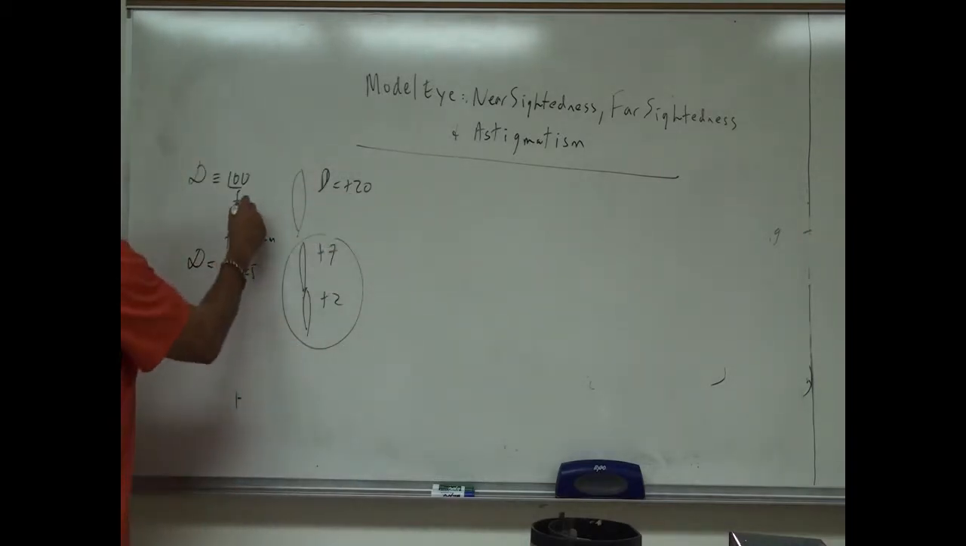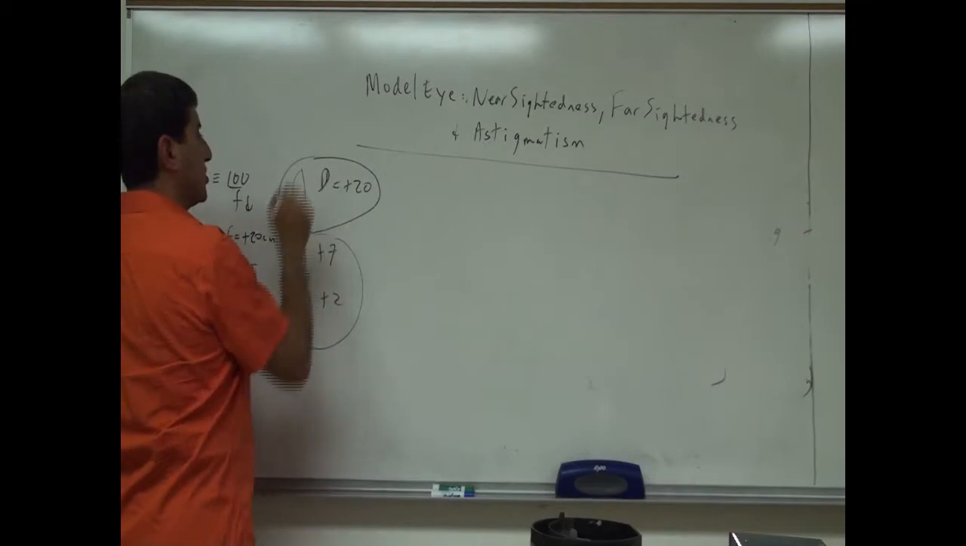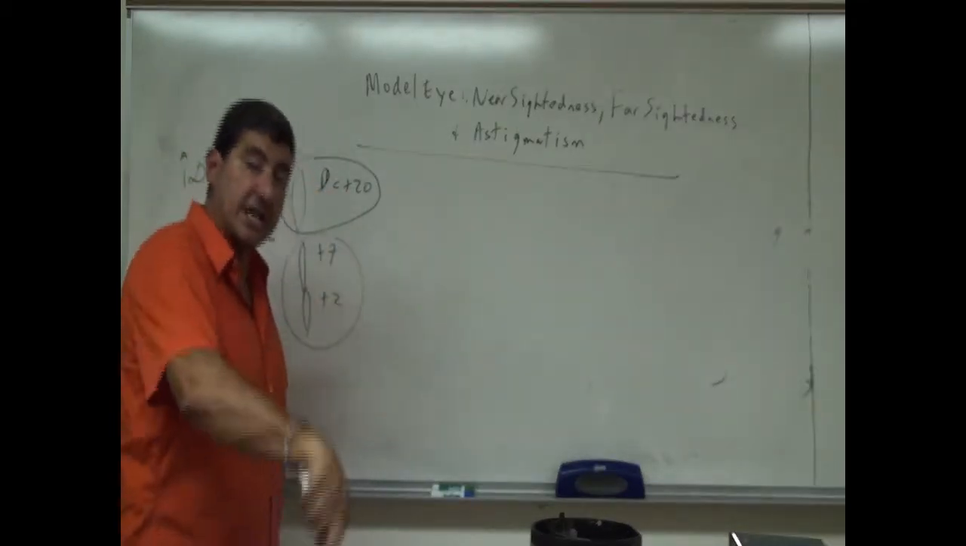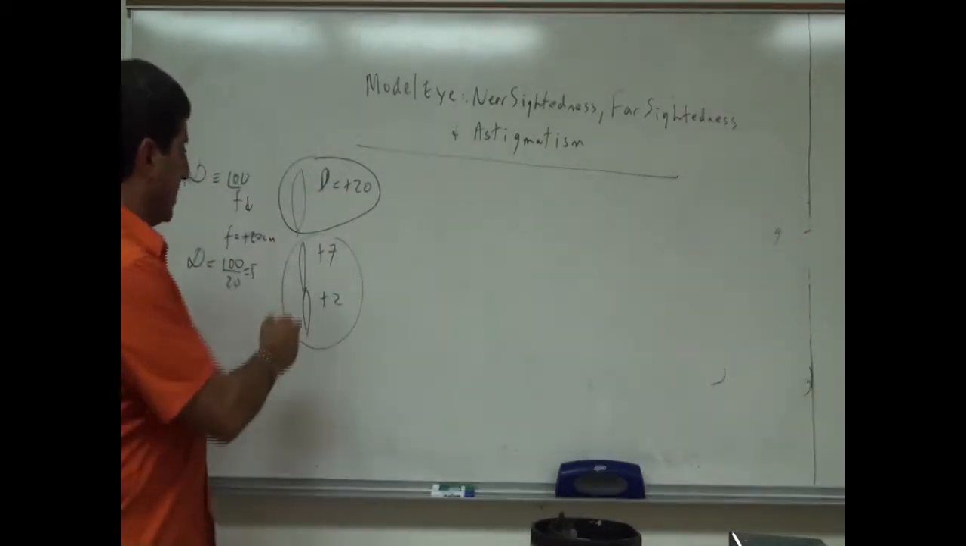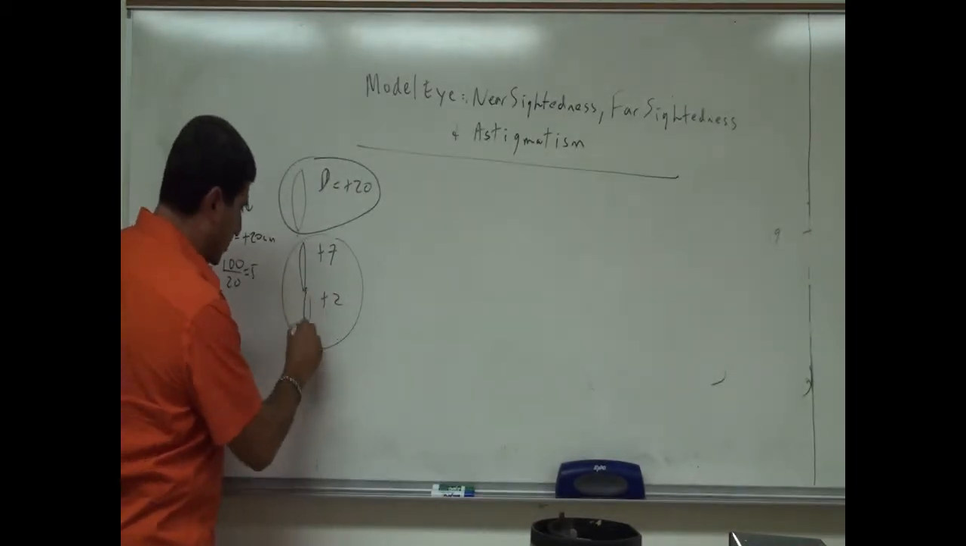So the smaller the focal length, the stronger the lens is. That means the diopter reading is stronger. So this one is the strongest lens, and it will go inside of the water to model your eye. This is the second strongest, and this is the weakest, which means it doesn't have much curvature.